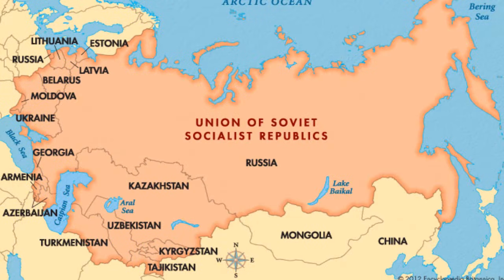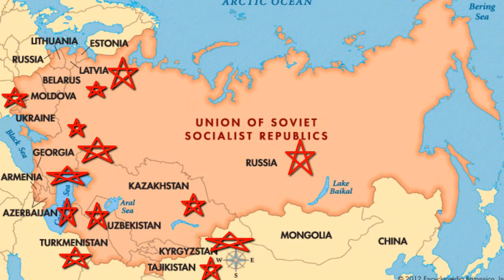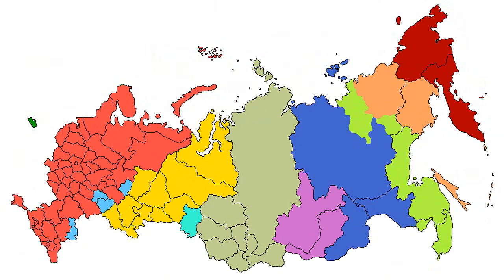It consisted of the modern nations of Russia, Ukraine, Moldova, Belarus, Armenia, Azerbaijan, Georgia, Kazakhstan, Tajikistan, Uzbekistan, Turkmenistan, Kyrgyzstan, Latvia, Lithuania, and Estonia. It spanned more than 6,200 miles from east to west, and it included 11 time zones.